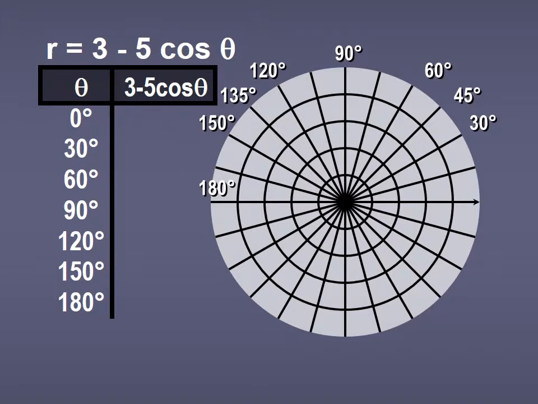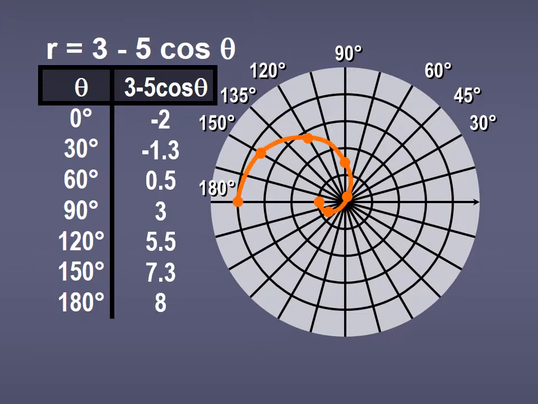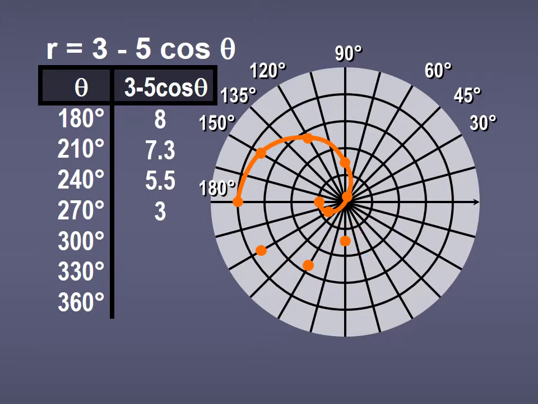So now let's do r equals 3 minus 5 cosine theta. You plug in these values to get these points, and you get a spiral. The bigger points will give you the other part of the spiral. Notice that this little piece is almost like a little loop right there in the middle.